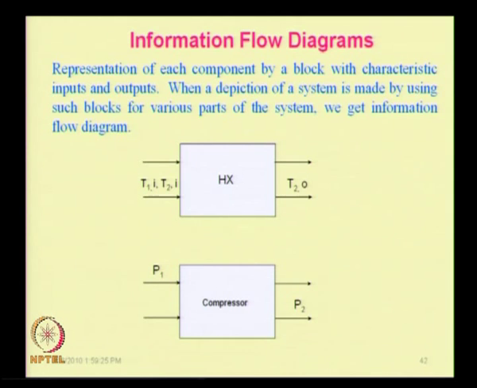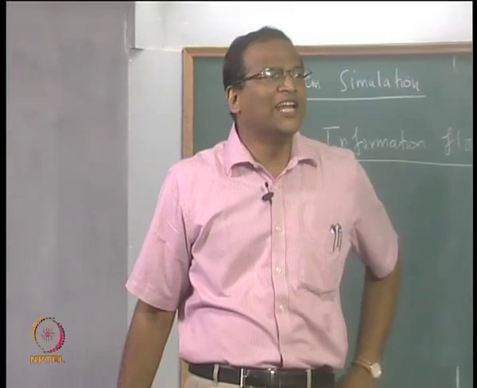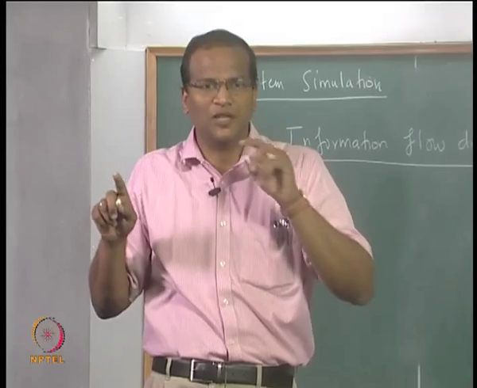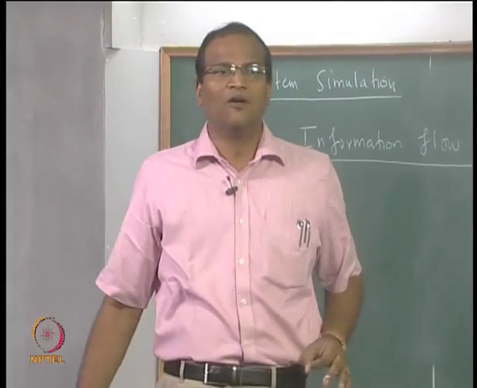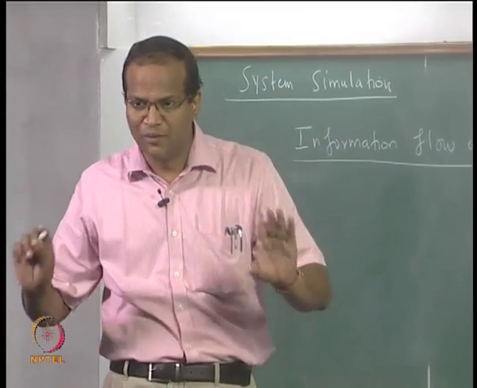Information flow diagram. Okay. The information flow diagram is a pictorial way of representing all the information which is required for simulating the overall system by looking at the information pertinent to a particular component. Right. Now, this is best represented by a block. The information flow diagram is supposed to tell you what are the inputs to this block, what are the outputs from this block, what is the equation governing this component. That is the information flow diagram.